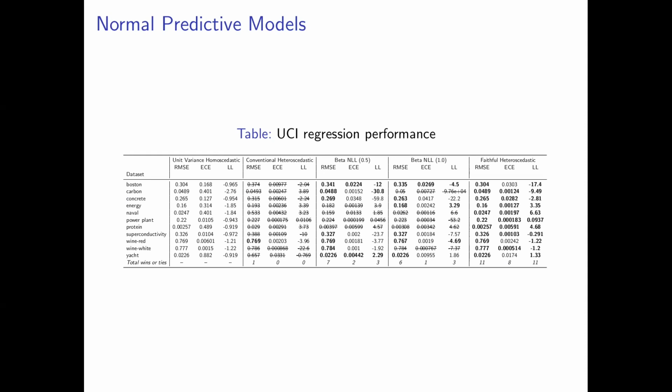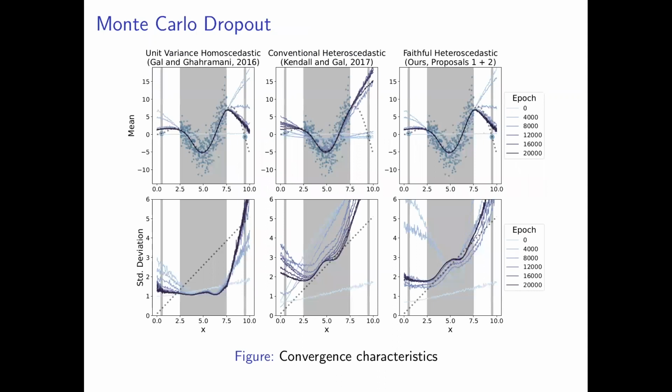As one can see, conventional NLL minimization is frequently unfaithful. The beta NLL is unfaithful a handful of times as well. Our method is never unfaithful and has the best expected calibration error and log likelihood with respect to all faithful performances. We find these results hold for Monte Carlo dropout.